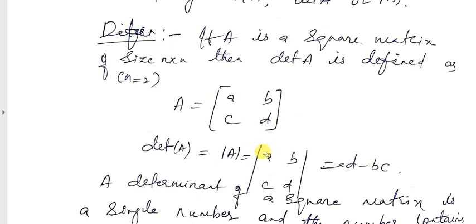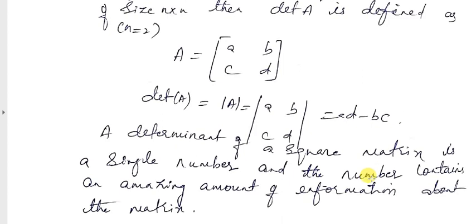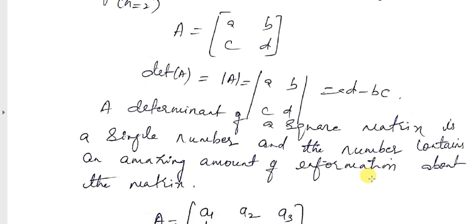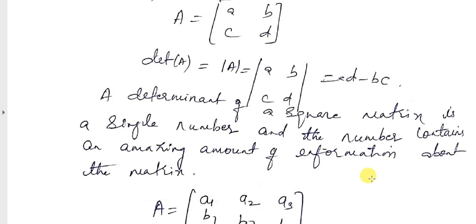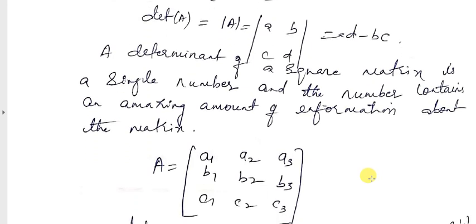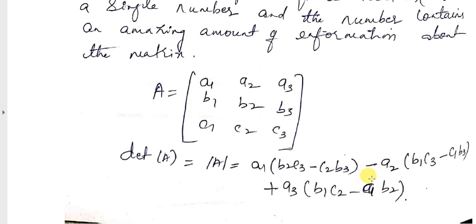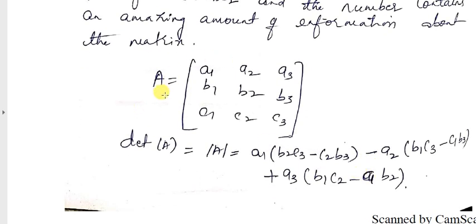To expand a 2 cross 2 determinant, we multiply the diagonal elements, ad, minus the opposite diagonal elements, bc. So ad minus bc. A 2 cross 2 determinant is very easy to expand. A determinant of a square matrix is a single number, and the number contains an amazing amount of information about the matrix. Here I have written one more example, to find the value of determinant A of a 3 cross 3 matrix.